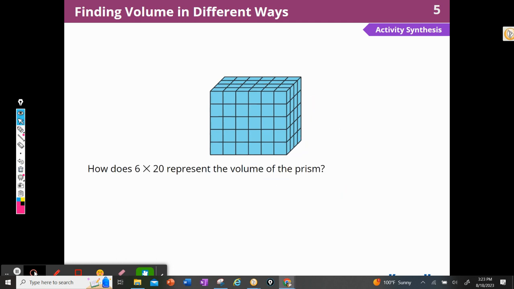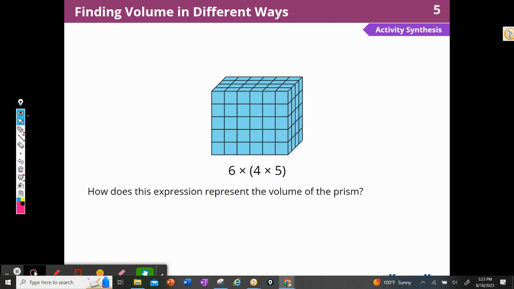All right, let's see what we have next. Same thing for this one, right? We found the length, the width, and the height. And any way we do it, we can always get the right answer. And this is the same as doing 6 times 20. Remember those groups of 20? 20, 20, 20. We could go on and on.